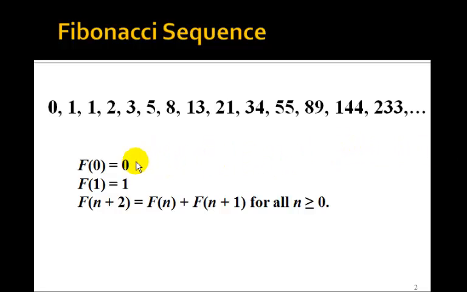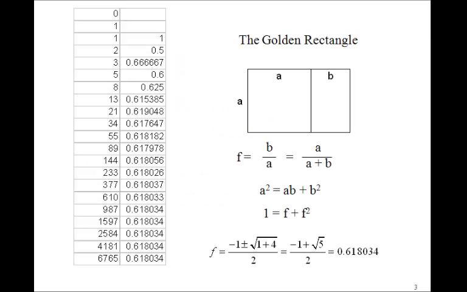It starts with 0 and 1, and then each subsequent digit in the sequence is the sum of the previous two digits. So 0 plus 1 is 1, 1 plus 1 is 2, 2 plus 3 is 5, 3 plus 5 is 8, and so forth. Now the Fibonacci sequence has a number of interesting features. One is related to the golden rectangle.